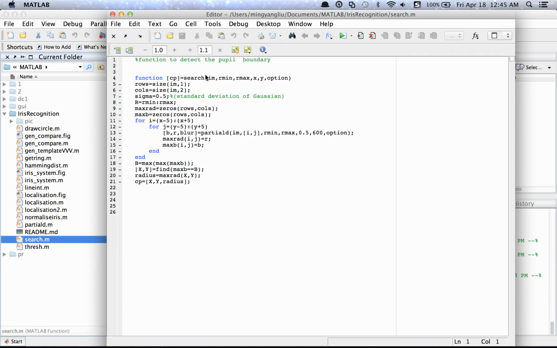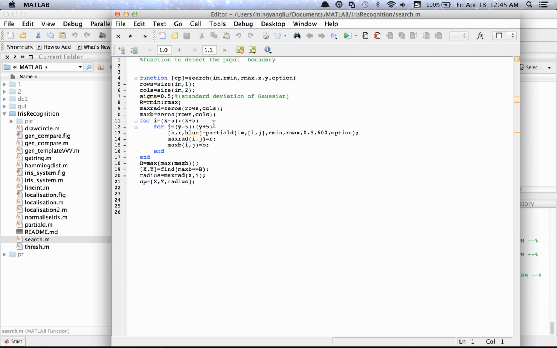Then the search function. This one is very simple. It's used to detect the pupil boundary. It searches a certain subset of the image with a given radius range. You can see the Rmin and the Rmax. This determines the radius range. It uses this to search around 10 times 10 neighborhood points. And it returns the central coordinate of pupils.